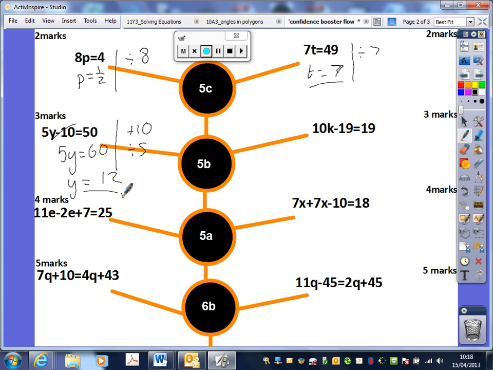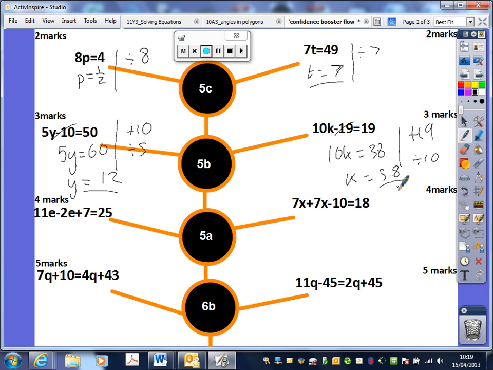Okay, over here, let's do this one quickly. I'll fly through this one because it's just the same as the one over there. We've got minus 19 here, so we add 19, so we do the opposite. That cancels out, so we're left with 10k is equal to 19 plus 19, which is 38. 10k is 10 times k, so we divide by 10. 3.8. It's equal to 3.8. Good, Declan. Thank you.